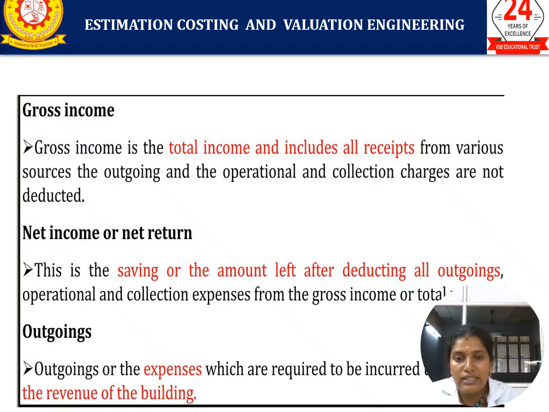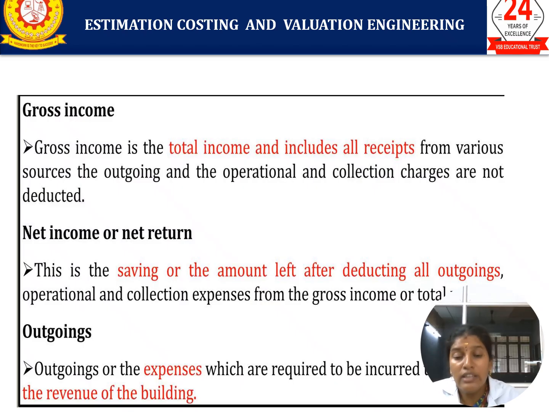And what is net income? This is the saving or amount left after deducting all outgoings. Some of the money is spent for some purpose, so after deducting that amount, the saving is called net income, right? The amount deducted is called outgoings. What are outgoings? The expenses required to maintain the revenue of the building, what we spend for the revenue of the building, are the outgoings.